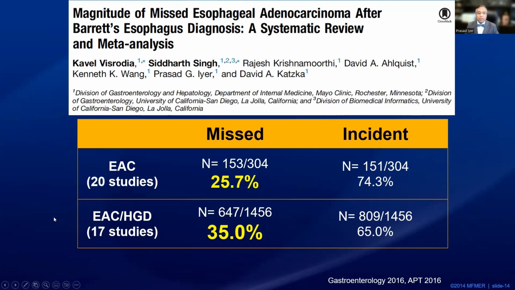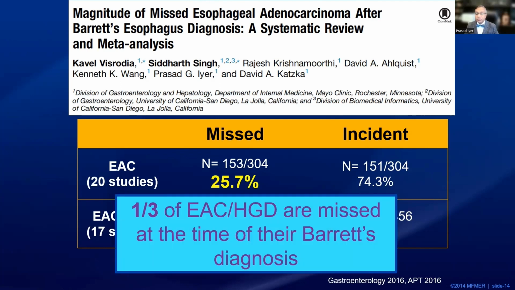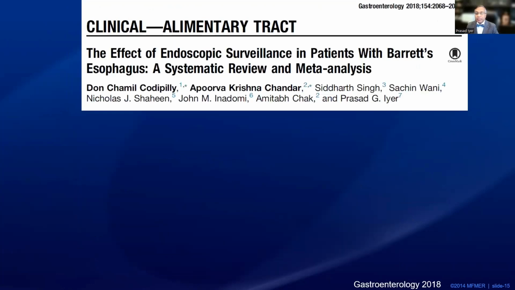This was a paper that we published a few years ago in Gastroenterology, where we looked at the magnitude of missed esophageal adenocarcinoma or high-grade dysplasia, which we defined as the detection of high-grade dysplasia or cancer within a year of non-dysplastic or low-grade dysplasia surveillance results. And as you can see, almost a third of all cancers or high-grade dysplasia were missed at the time of their Barrett's diagnosis. And this, of course, leads to the modest effect of endoscopic surveillance.